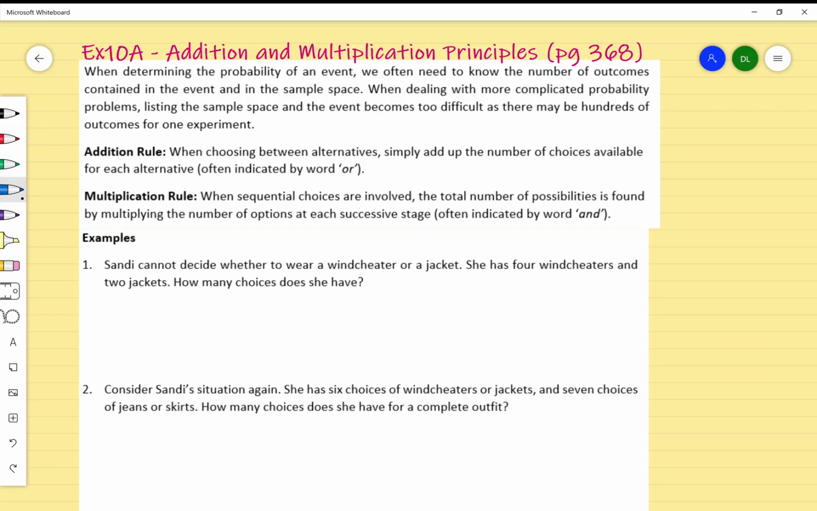In this example, we're referring to the addition rule. The addition rule is often indicated by the word or. In this scenario, she's saying either a wind cheater or a jacket, right? And in the or situation, you're just going to go ahead and add them. She has 4 wind cheaters plus 2 jackets, which very simply gets us 6 options. Now, you didn't need a formula to tell you that. You know that there's 4 wind cheaters, 2 jackets, a total of 6 options. Pretty straightforward. But it's where we have a combination of different possibilities that it gets a bit odd.